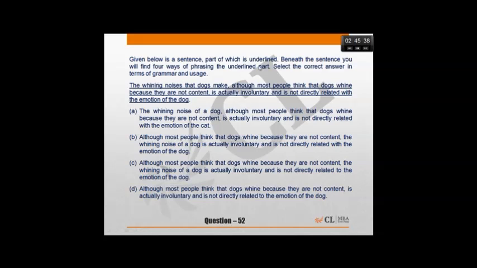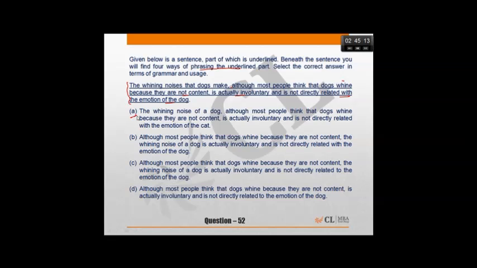Okay, select the correct answer by replacing the underlined part. The whining noises that dogs make, although most people think that dogs whine because they are not content, is actually involuntary and not related with the emotion of the dog. Okay, there's structurally something incorrect out here. So okay, we go through the choices first.